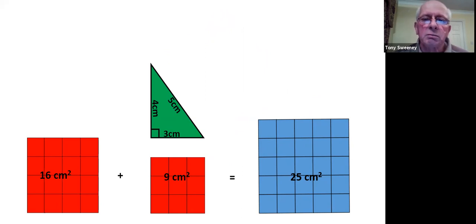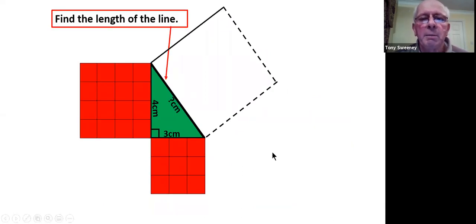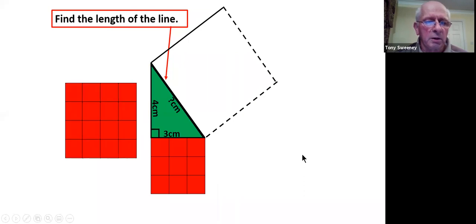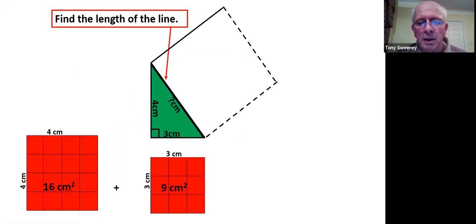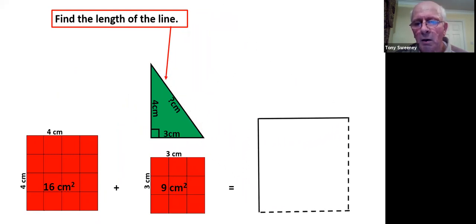Now we can move on to looking at where it's used most often, where we have to find one of the lines of a triangle, of a right angle triangle, I should say. So here we have, again, 4 by 4 is 16 centimeters squared, plus 3 by 3, 9 centimeters squared, equal to. Now we have to figure out what it's equal to. So we know if we add 16 and 9, that's 25. So that's 25 centimeters squared.